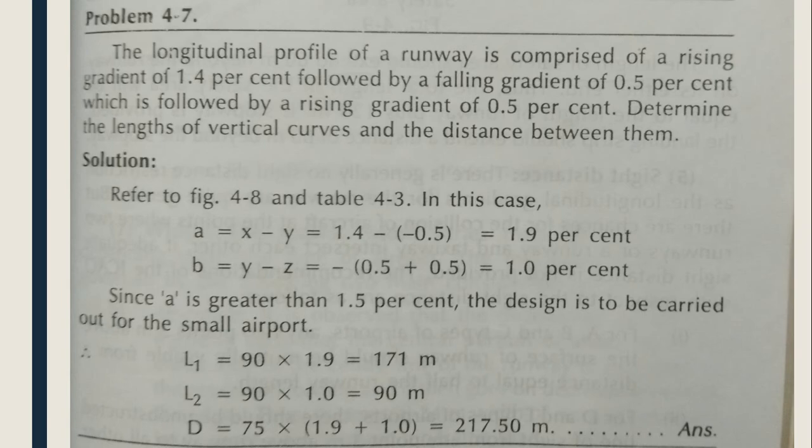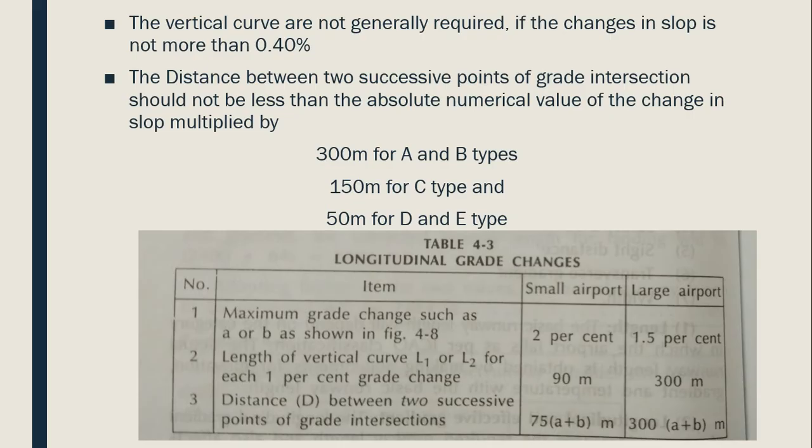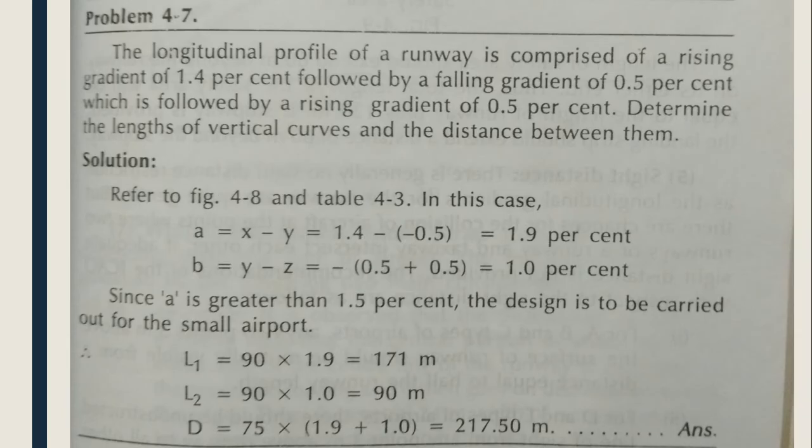So referring to the figure 4.8 and 4.3, in this case A is equal to the rising gradient, that is 1.4, minus of minus 0.5, that is equal to 1.9%, and B is equal to Y minus Z, that is Y is equal to minus 0.5 plus 0.5, that is equal to 1%.